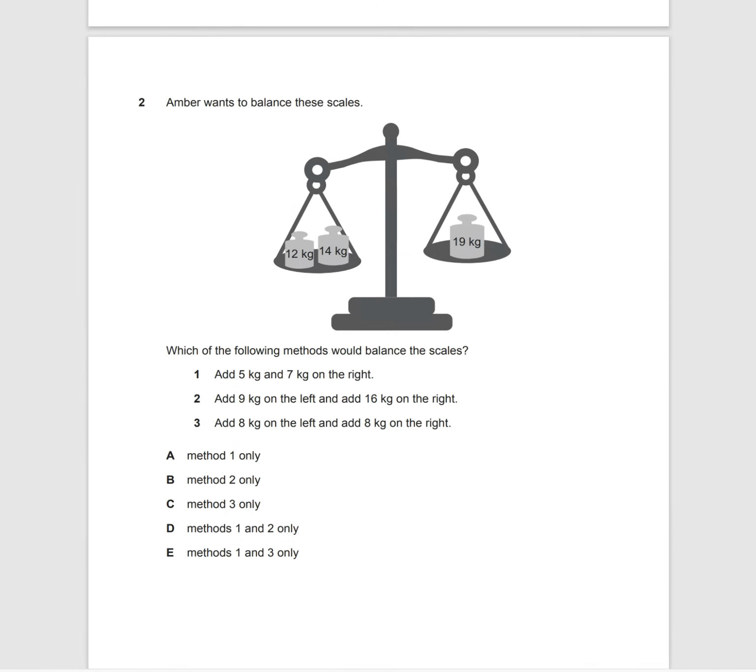Number 2, Amber wants to balance these scales. Which of the following methods would balance the scales? Okay, so we have 12 and 14 kilos on this side, which if we add together will give us 26, and on the other side we have 19. So let's go through the options. If I add 5 kilos and then 7 kilos on the right, so on the right side is here, let's add 5 and then add 7.